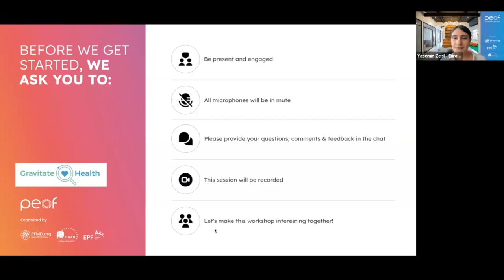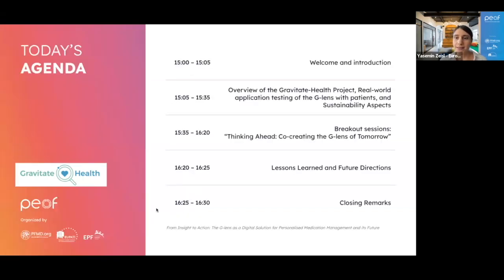Our agenda for today is quite an interesting program. First, you'll hear about Gravitate Health, an introduction for the newcomers, and then we'll dive a bit deeper into real-world application testing of the G-Lens with patients and sustainability aspects that were taken into consideration during the project. This is the part where you'll see all our speakers, and then we'll move on to breakout sessions around 3:30, where you will be divided into different groups and discuss different aspects of the G-Lens and how we can shape it better for the future. Then we'll wrap up with some lessons learned and reporting from the breakout groups. And finally, we'll do some closing and finish at 4:30.